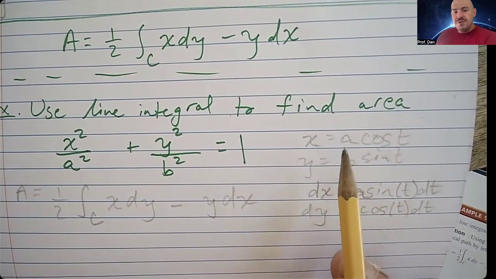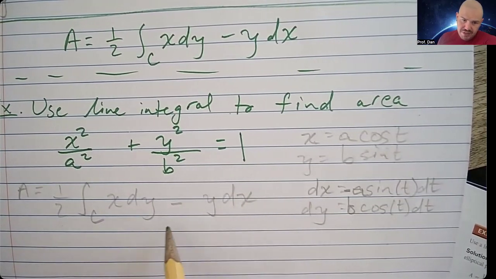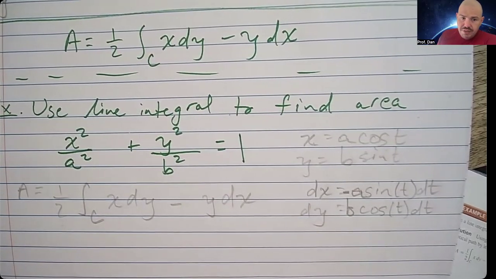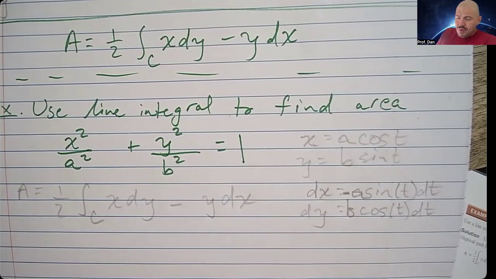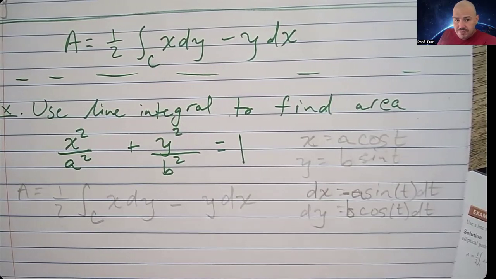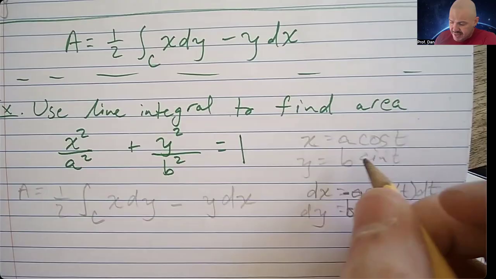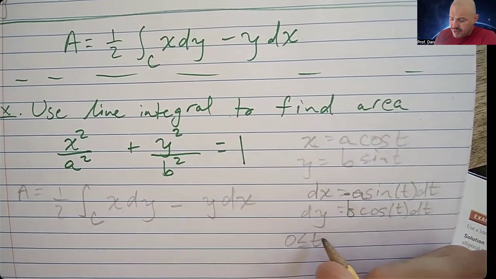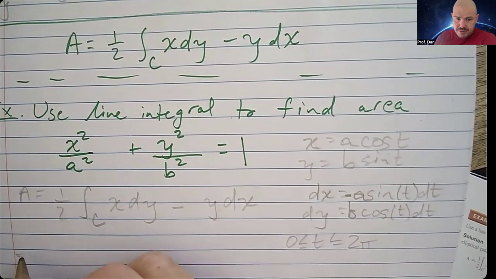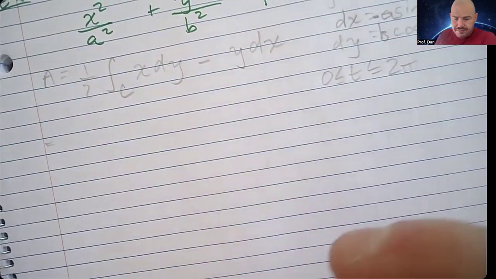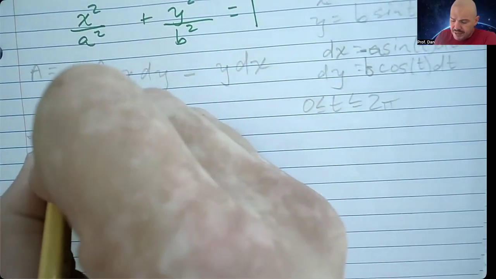Now that we have expressions for x, for y, for dx, and for dy, we can completely set up the entire line integral. The only other thing we have to think about is what our values of t are going to be. Because we're going all the way around an ellipse exactly once, we know that t is going to range from 0 to 2 pi. So I can use those as the bounds of that integral. So we get 1/2 integral from 0 to 2 pi.